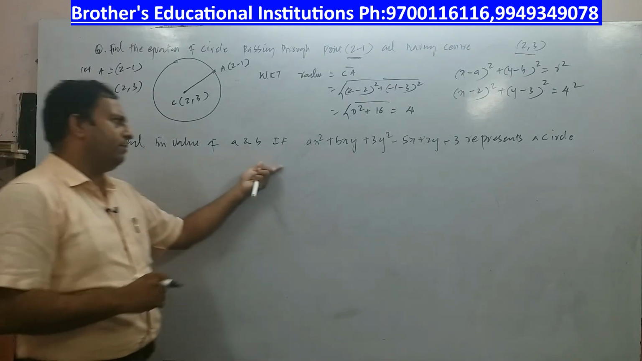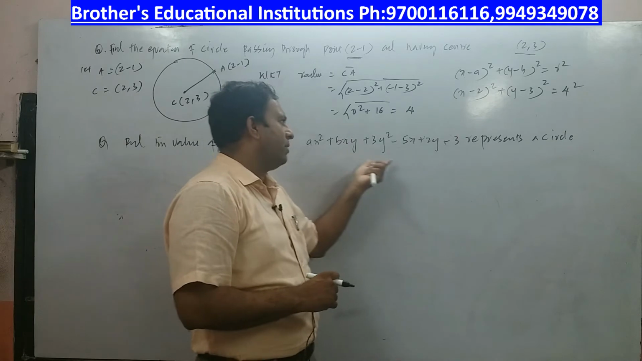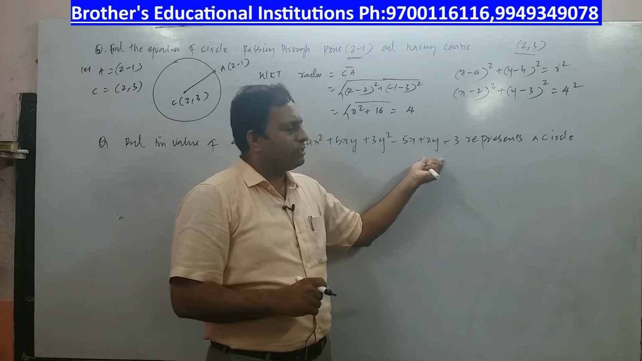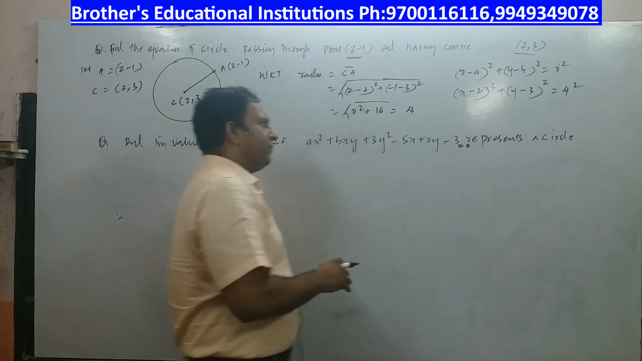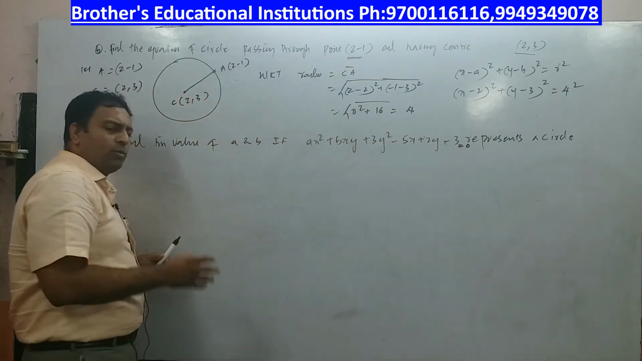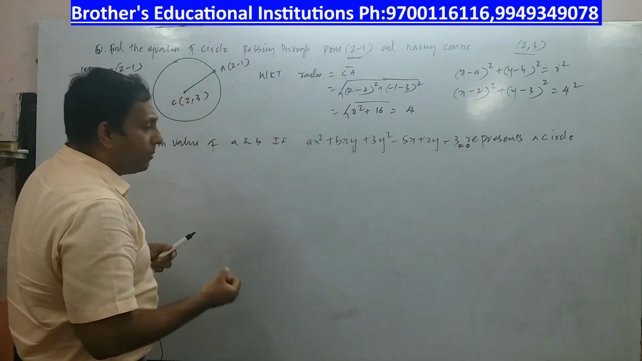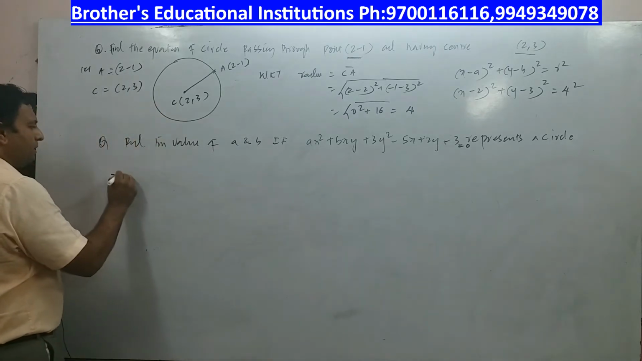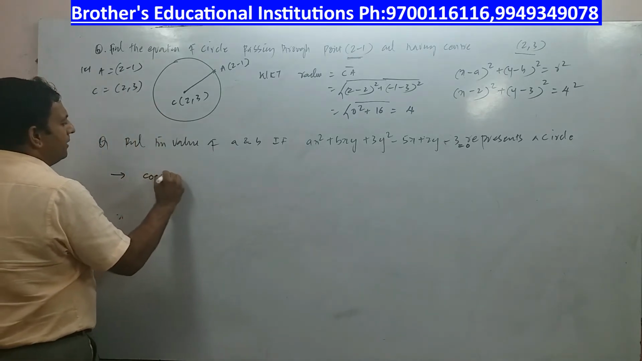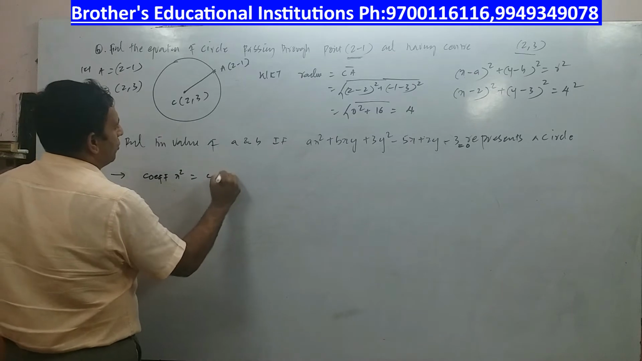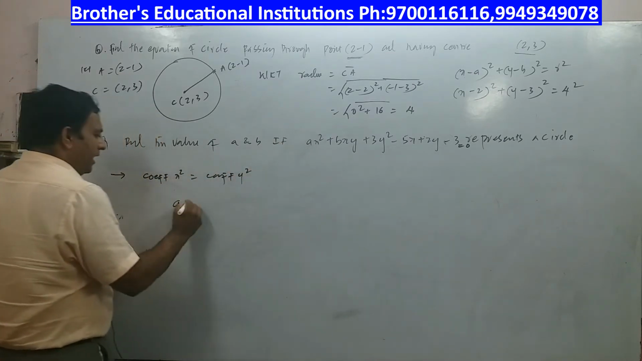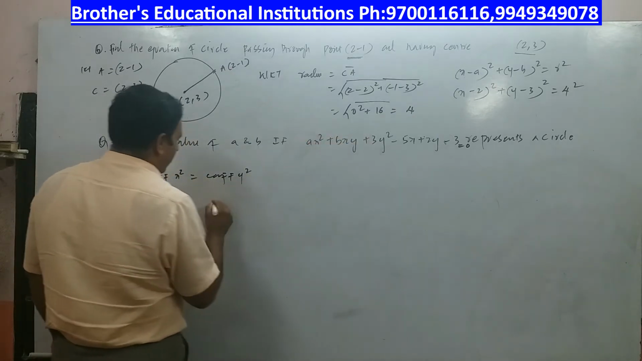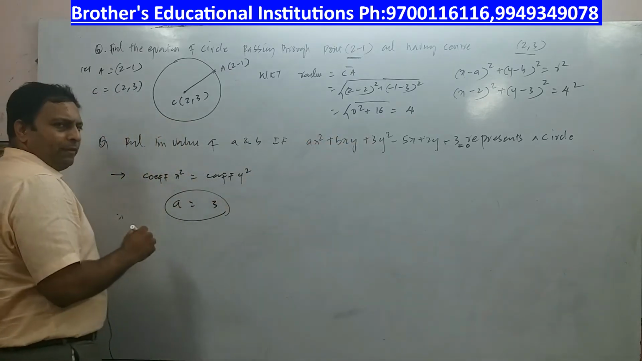Now I want you to note the next question. Find the value of a and b if ax square plus bxy plus 3y square minus 5x plus 2y minus 3 is equal to 0 represents a circle. Now this is a second degree non-homogeneous general equation, and I hope you remember the condition. What is the first condition? Coefficient of x square is equal to coefficient of y square. What is the coefficient of x square? a. And what is the coefficient of y square? 3. So your first job is done. a is equal to 3.